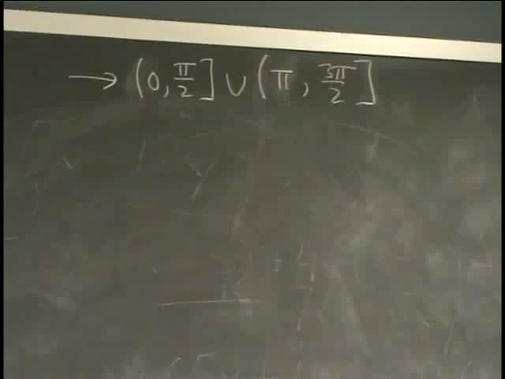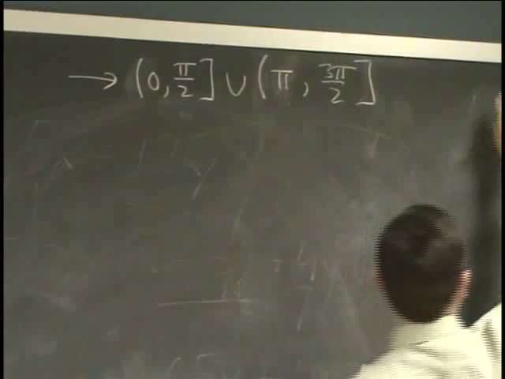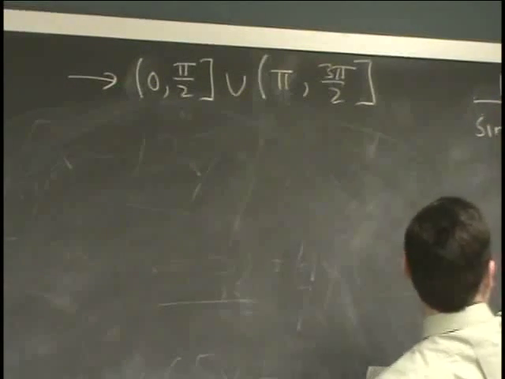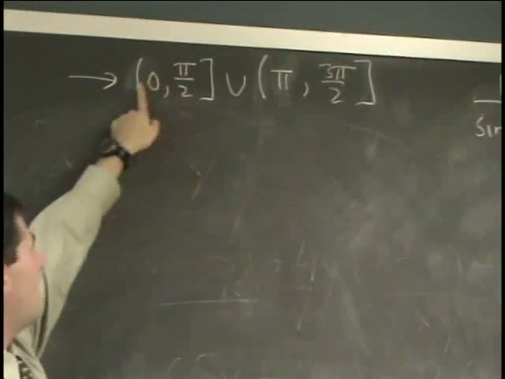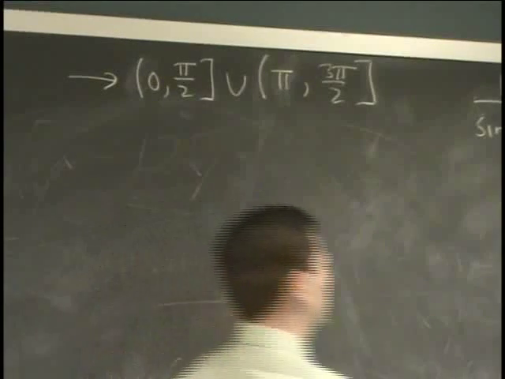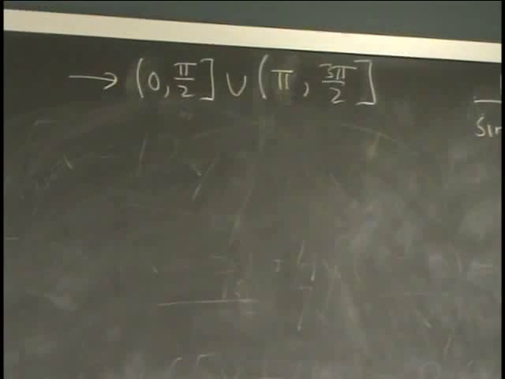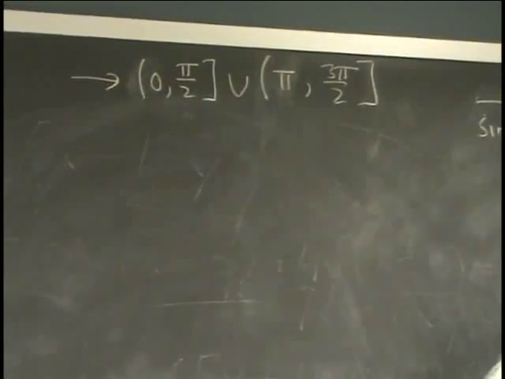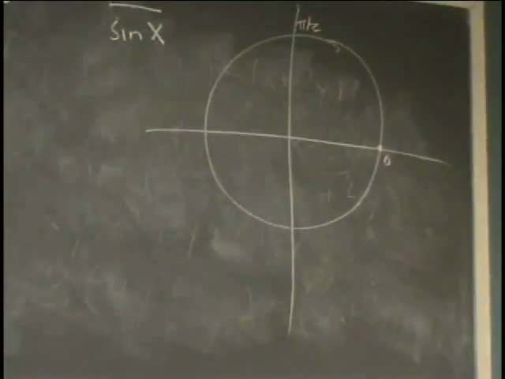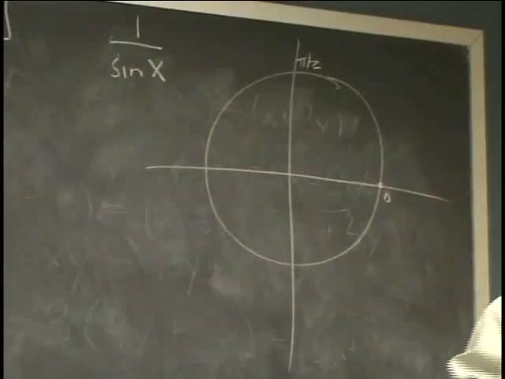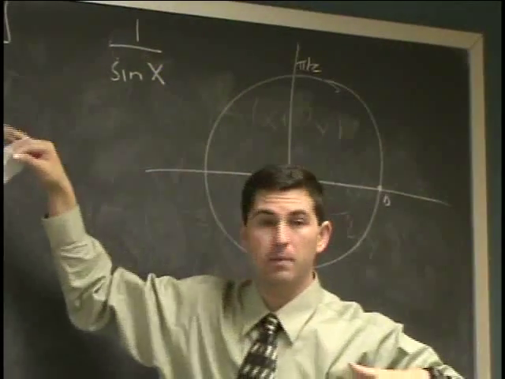If I look at these as my domains for cosecant, what will the range be? Well, cosecant is 1 over sine. Let's just write 1 over sine. So let's look at this interval. Between 0 and pi over 2, what is sine doing? Let's draw a little circle. Here's 0, and here's pi over 2. Sine starts at 0 and goes up to 1, so you're getting all the numbers between 0 and 1. So what happens to 1 over sine as x ranges between 0 and pi over 2?